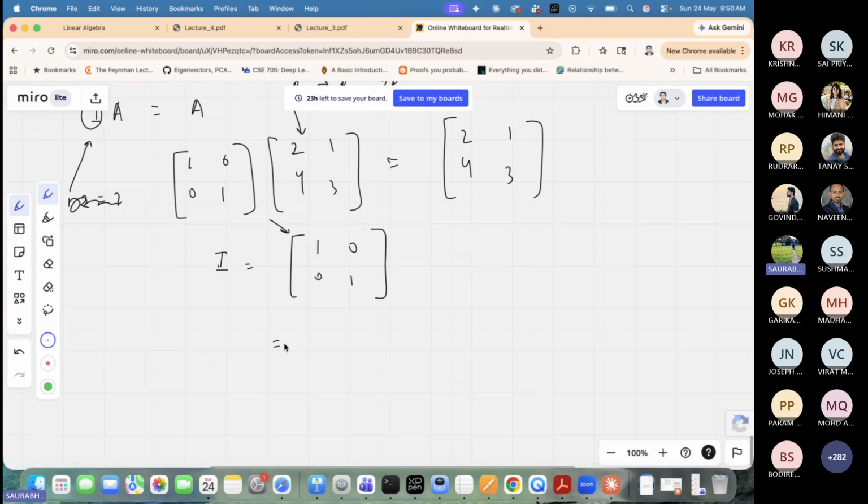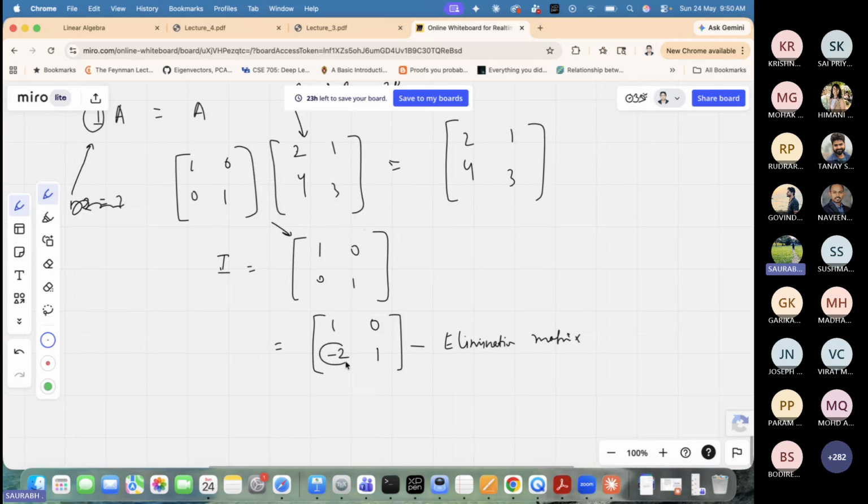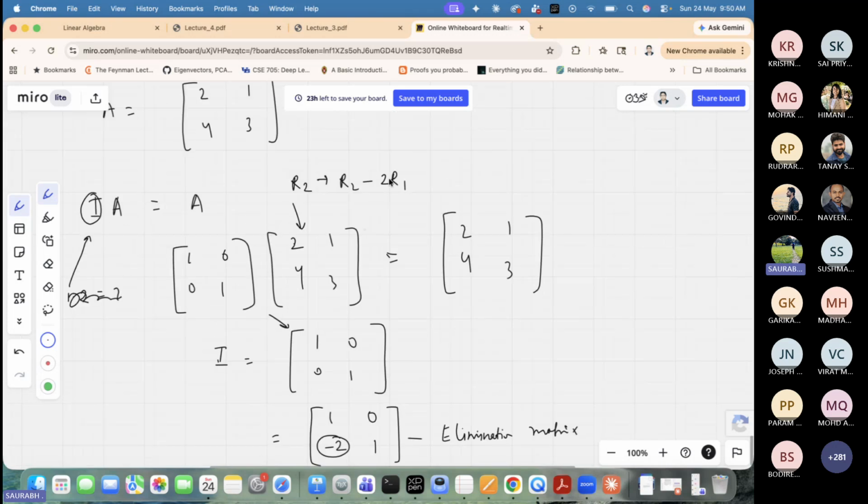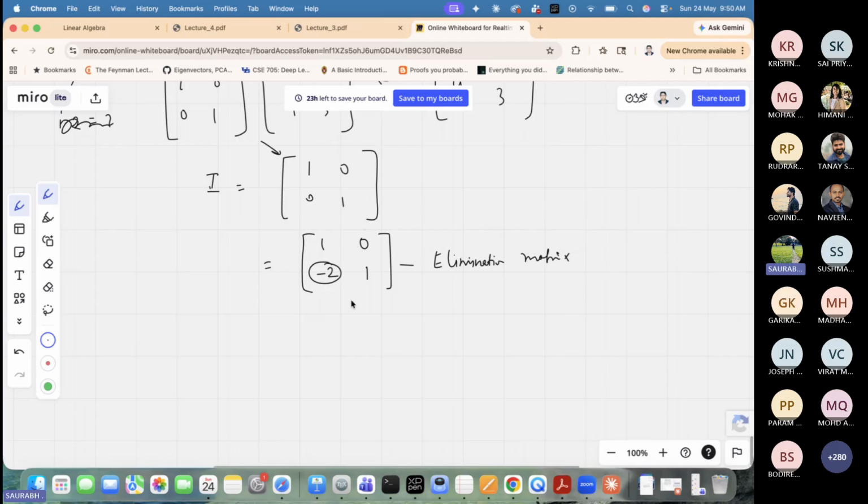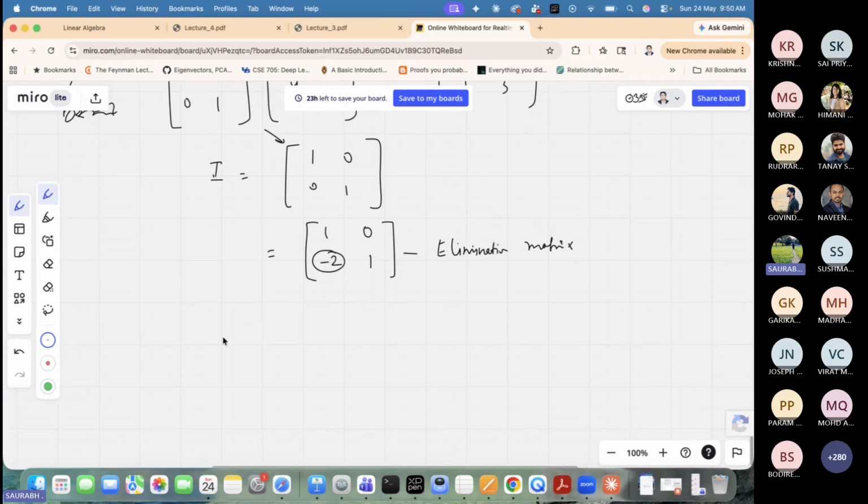What would happen? R2 equals R2 minus 2 R1. The first row would remain the same. This would become minus 2, and this would become 1, which is already 1. The matrix that we get is called an elimination matrix. You are already seeing there is minus 2 here, and that's what you did in this part. Let's call this elimination matrix E.